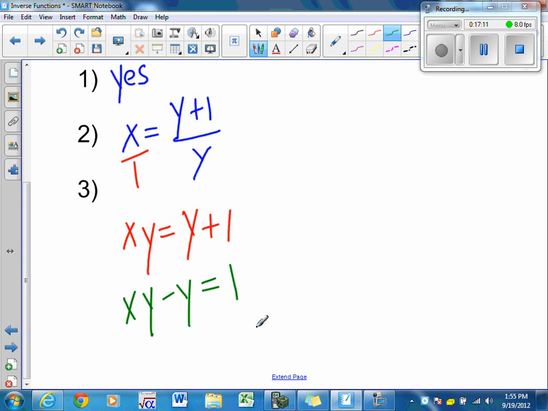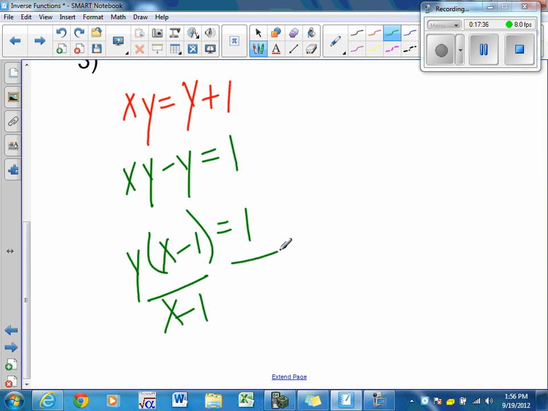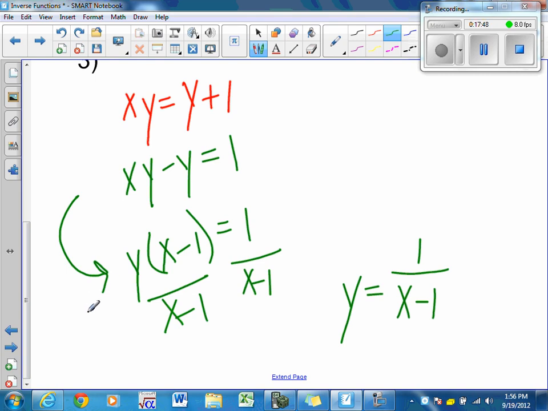Now, here's the hardest step. If you could understand this step, you're going to be in great shape. At this point, both terms have a y, so I need to factor out the y. That's the hardest part right there, is seeing how I took a y out of here to get 1. I took a y out of here to get just x. And then finally, I divide by that x minus 1, so I get y equals 1 over x minus 1. This step here is the killer. To see, I have to factor out the y.